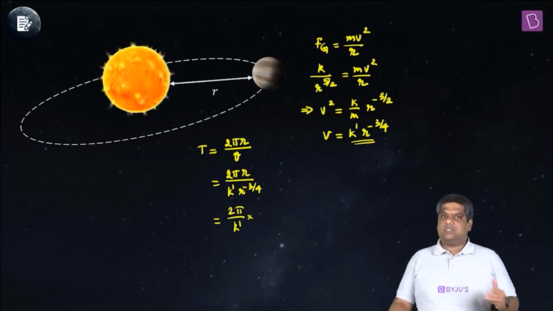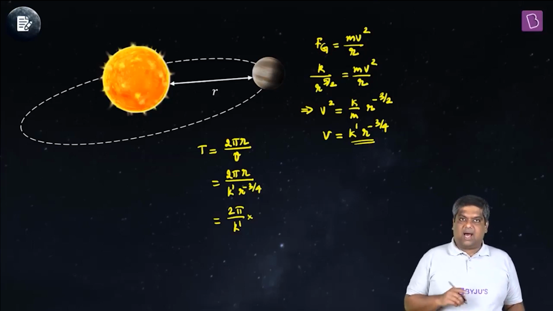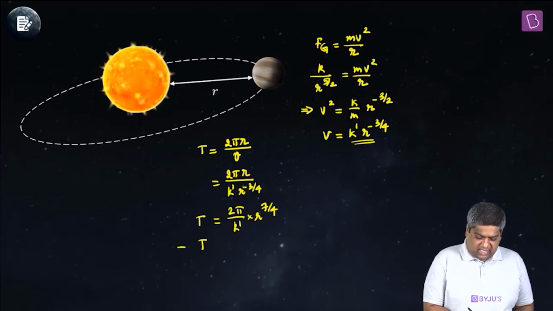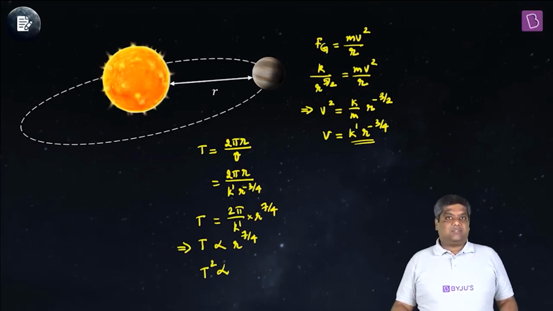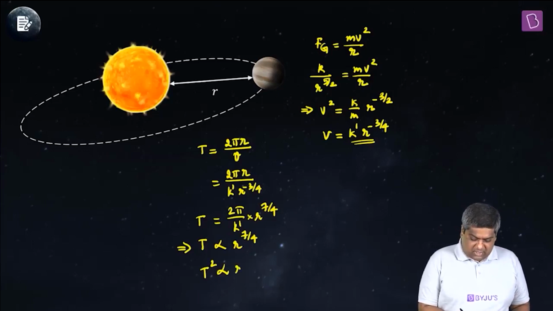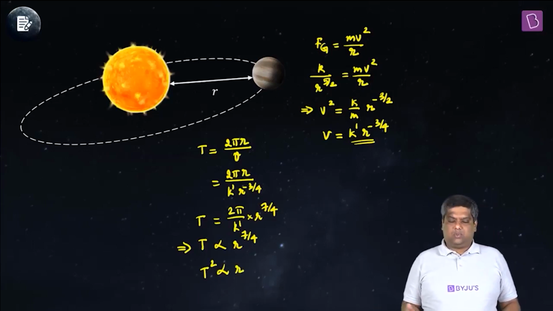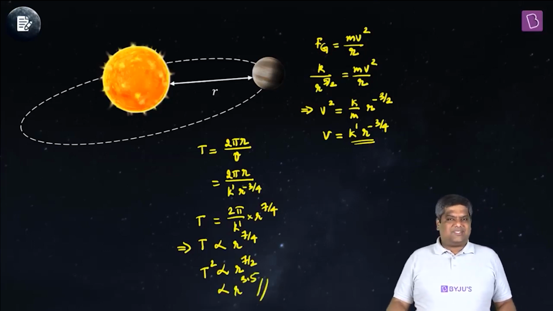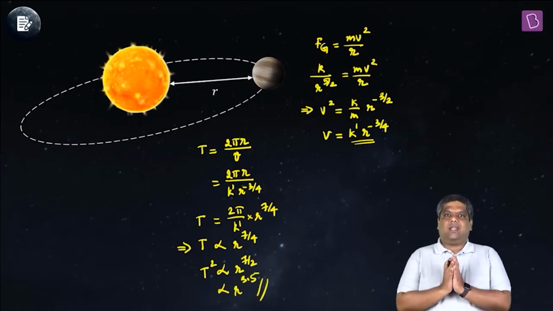That minus 3 by 4, when it goes to the numerator, becomes plus 3 by 4. So we'll have r into 1 plus 3 by 4, which is r to the power 7 by 4. That is T. So it is pretty clear that T is proportional to r to the power 7 by 4. But the problem doesn't ask for T, it asks for the square of the time period. So if I square both sides, T squared will be proportional to r to the power 7 by 4 into 2, which becomes 7 by 2, or r to the power 3.5, which is one of the options, isn't it? This is the required answer.